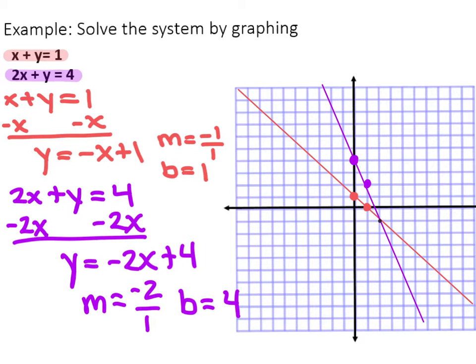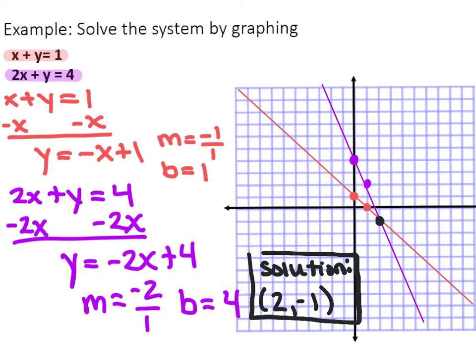Now the intersection is the solution. So in this case, the solution is 2 comma negative 1.